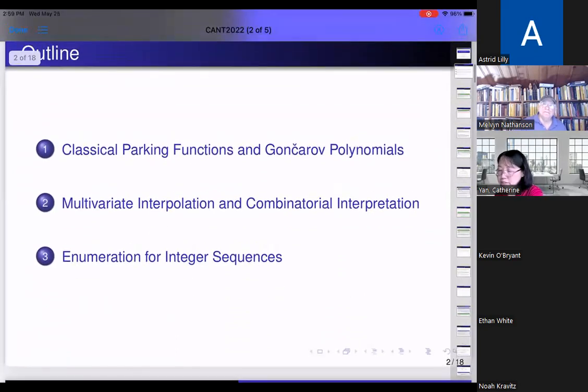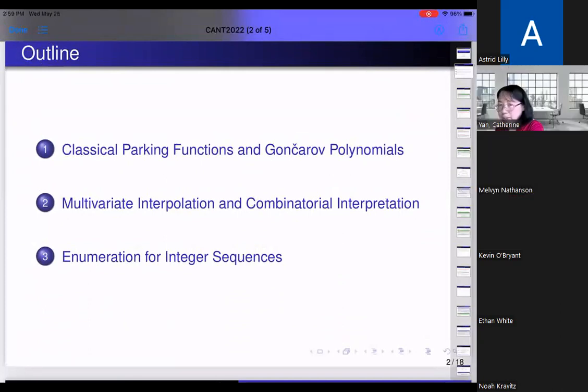The plan for the talk is first, I'll introduce the classical definition of parking functions, which is a combinatorial object, and Gončarov polynomials, which come from interpolation theory. I'll say what they are and what the connection between them is. Then I'll introduce the multivariate interpolation problem, and that leads to a multivariate version of the Gončarov polynomial. We find a combinatorial interpretation of those polynomials in terms of integer sequences, which led to a higher dimensional generalization of parking function.